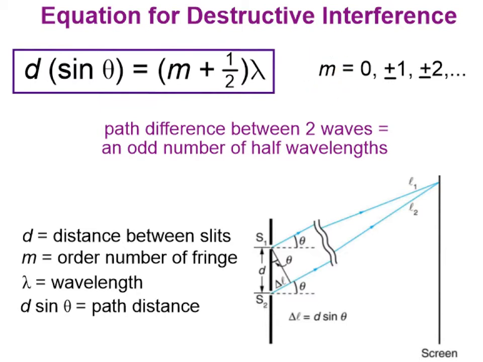Now, M stands for the order number of fringe. But when M is 0, it's actually first order fringe. When M is 1, it's going to be our second order fringe, and so forth and so on. So M is the order number of fringe, but it doesn't exactly correspond with the name of the fringe.